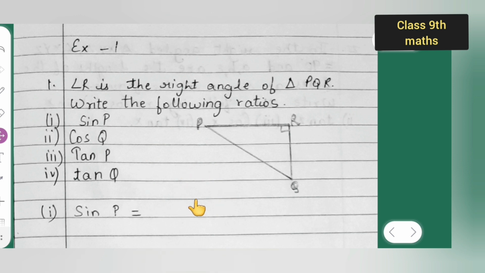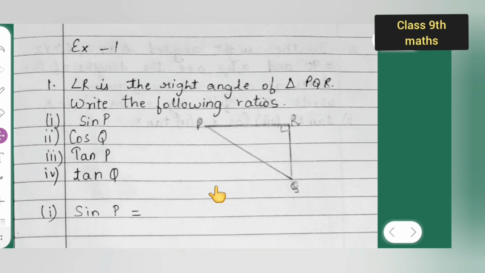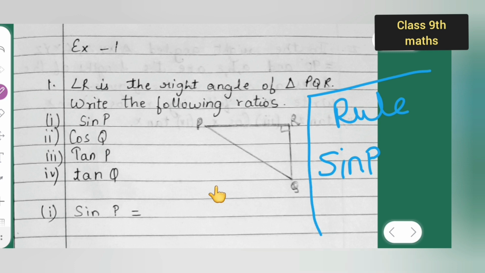So here you are going to have to solve this. So what was sin P basically? Sin P was nothing but your sin P formula. This is a rule, right? What was the rule? This is a rough column. So what was the rule over here? It was nothing but opposite upon hypotenuse.